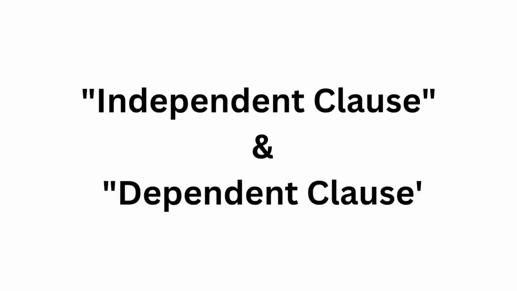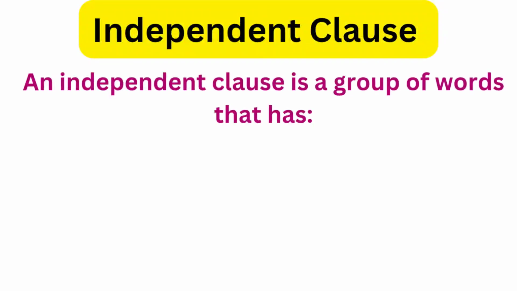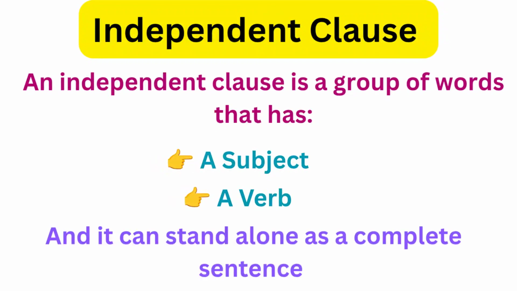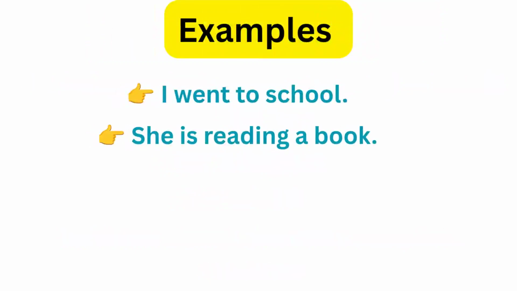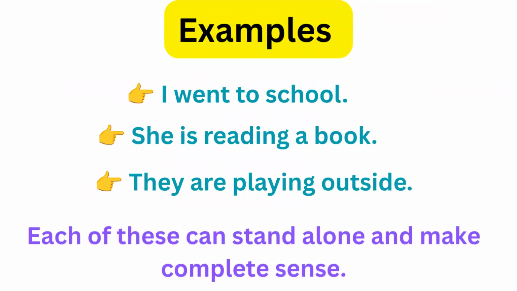Independent clause and dependent clause. Independent clause. An independent clause is a group of words that has a subject and a verb, and it can stand alone as a complete sentence. Examples: I went to school. She is reading a book. They are playing outside. Each of these can stand alone and make complete sense.